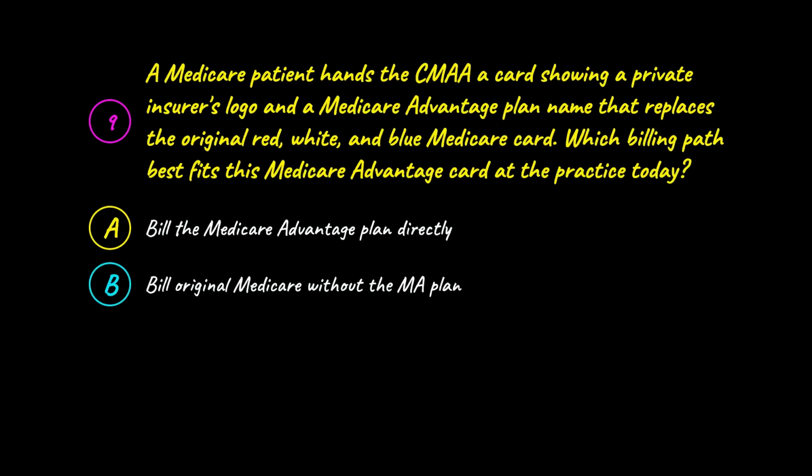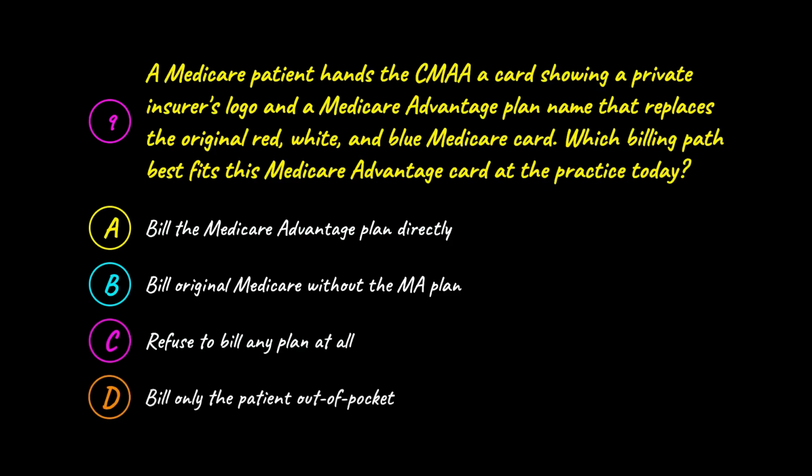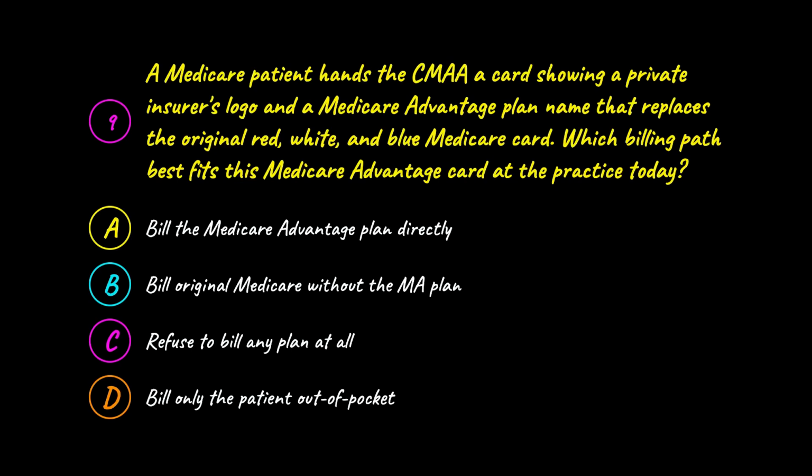B. Bill original Medicare without the MA plan. C. Refuse to bill any plan at all. D. Bill only the patient out of pocket. Which one is it? Pause the video if you need more time.